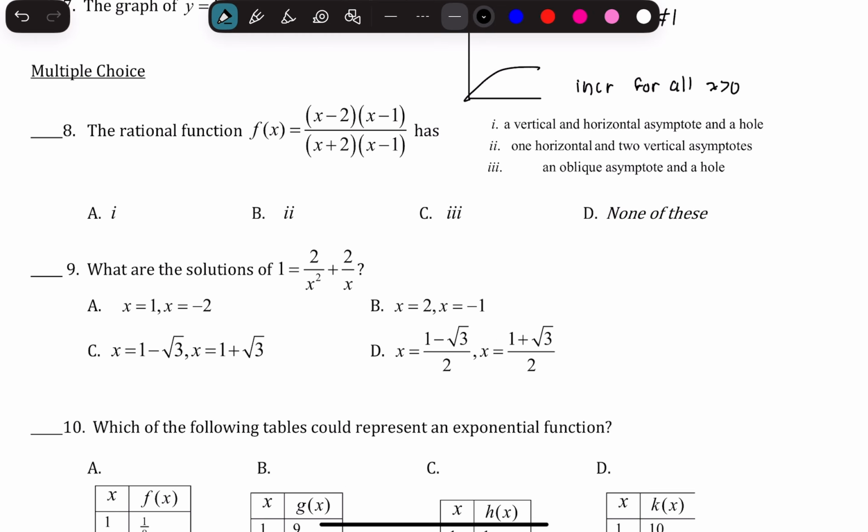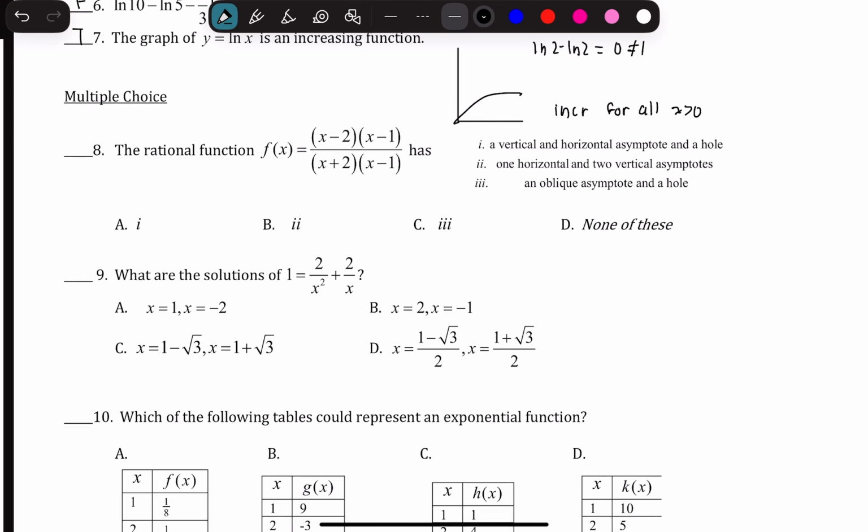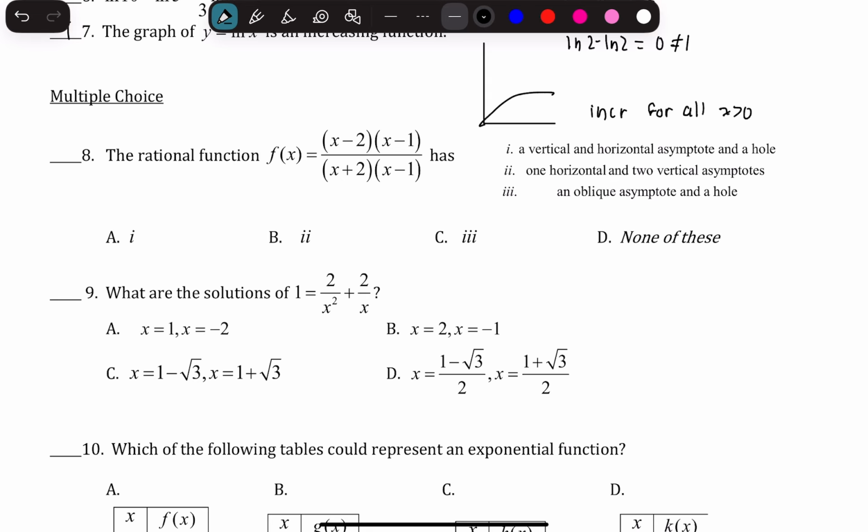So now we have MCQ. The rational function f of x is equal to this. From this, we can cancel out x minus 1, so you're just left with this.